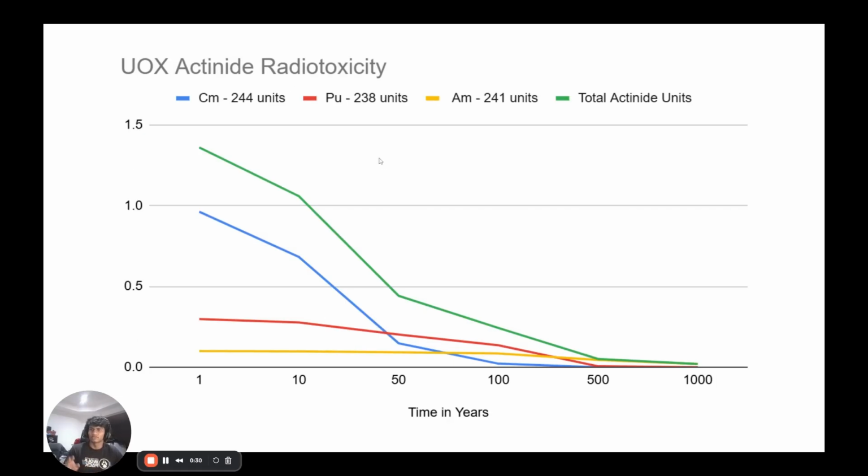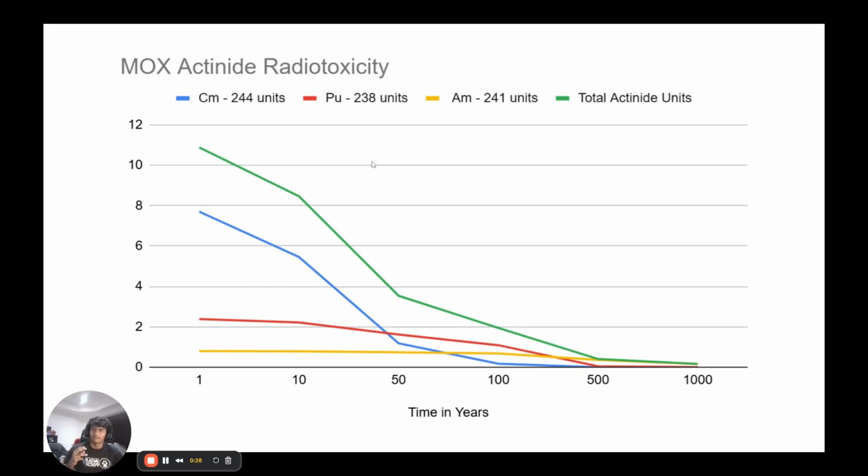Now let me go back to this. 1.5 is the top for UOX. 12 is the highest for MOX. That is a 9 times greater increase in radiotoxicity. Now, this is obviously very dangerous, and it proves that UOX is a lot safer in waste than MOX.